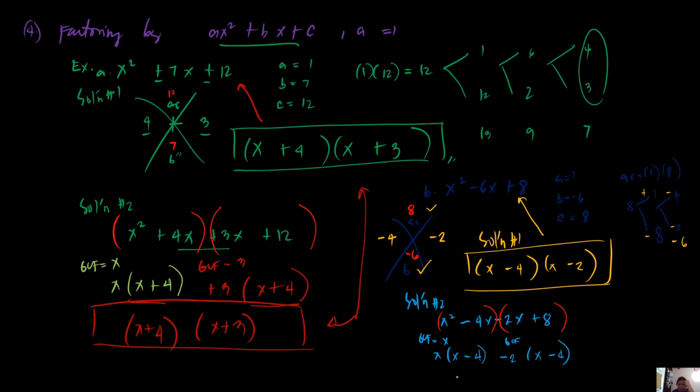Common factor is x minus 4. What is left? x minus 2. So we get the same factor as in our first solution. And if we do the FOIL method, it will also go back to the original expression. Okay, we use the factoring by grouping for x squared plus bx plus c if our a is equal to 1. Our leading coefficient is 1.